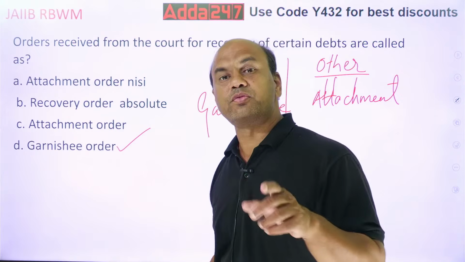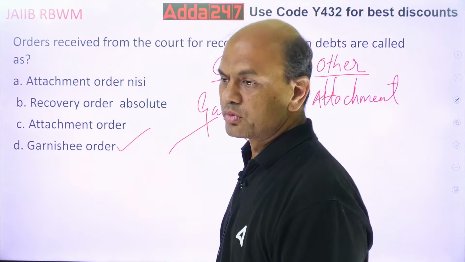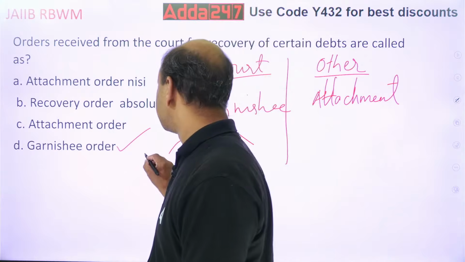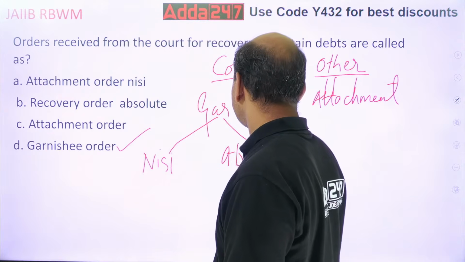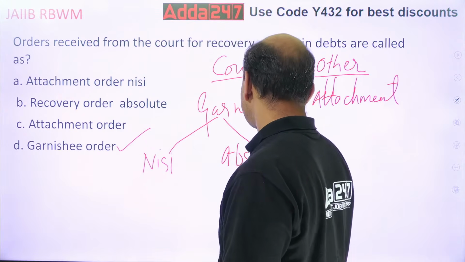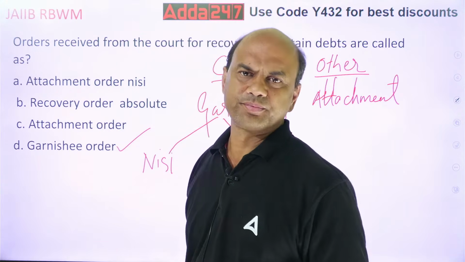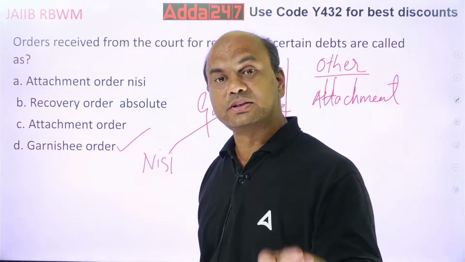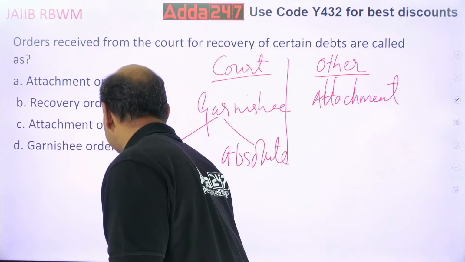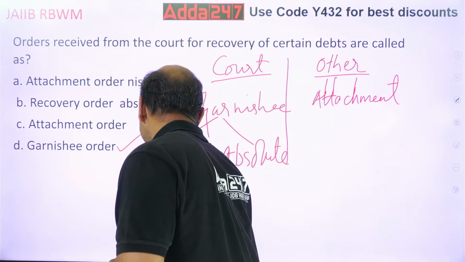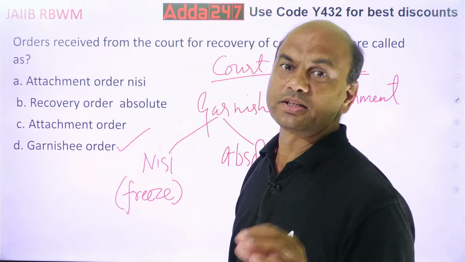Garnish order is of two types. One is NISI and second one is absolute. What is the difference between NISI and absolute? In NISI, the court tells to freeze the funds. Only freeze. Do not give it to anyone. That is called NISI.